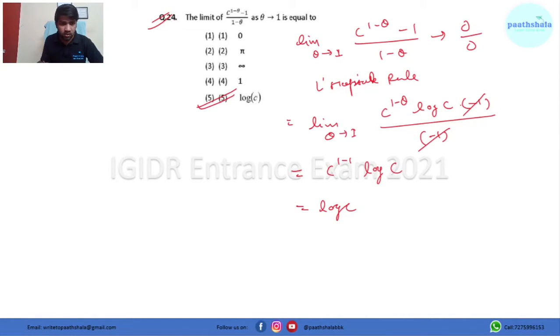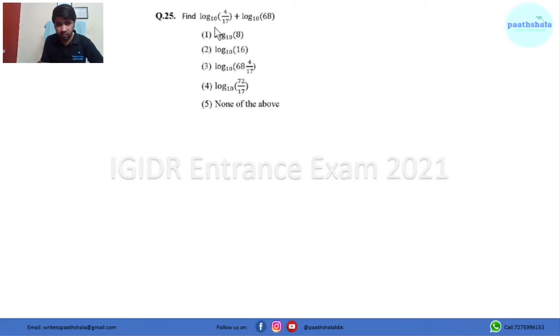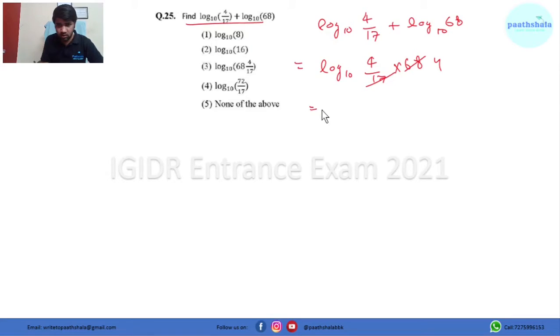Okay, now let's move to the next question. In this problem we have log 14 by 17 base 10 plus log 68 base 10. You can see that the bases are the same, so we can apply the property log m plus log n equals log mn. So log of 14 by 17 into 68 base 10. 17 times 4 is 68. So this will come out to be log of 4 into 4, that is 4 square, or log 16 base 10. So this will be your answer.